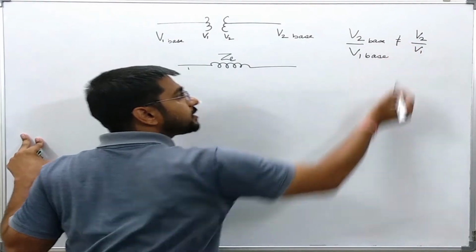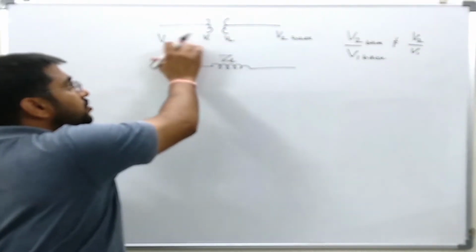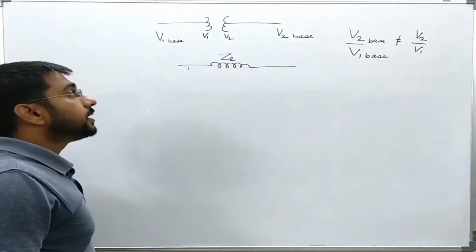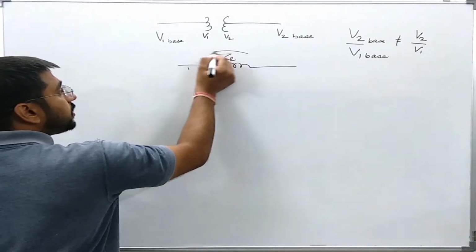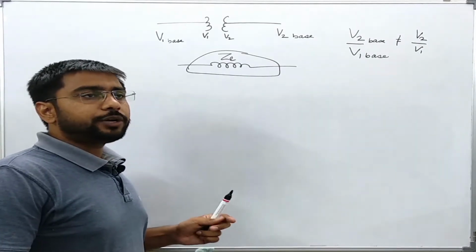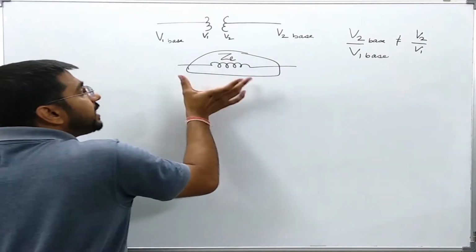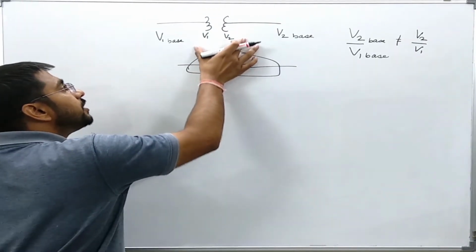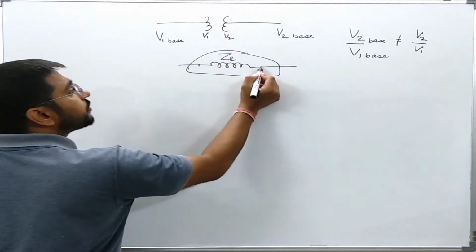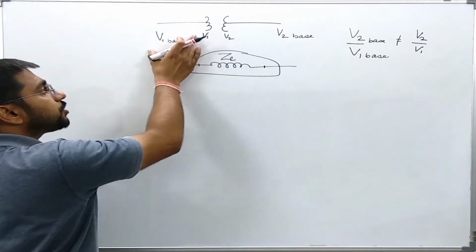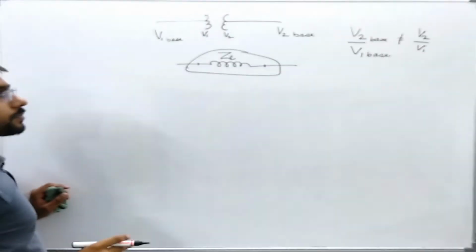However, whenever this equation is not true, that is, the transformation ratio is not equal to the ratio of the voltage bases on the two sides, then this transformer model in the per unit system might not hold. So we need to modify this model so that we can show that there is some kind of difference between the voltages on both sides of the transformer, because the transformation is not in the same ratio as that of the base voltages on both sides.